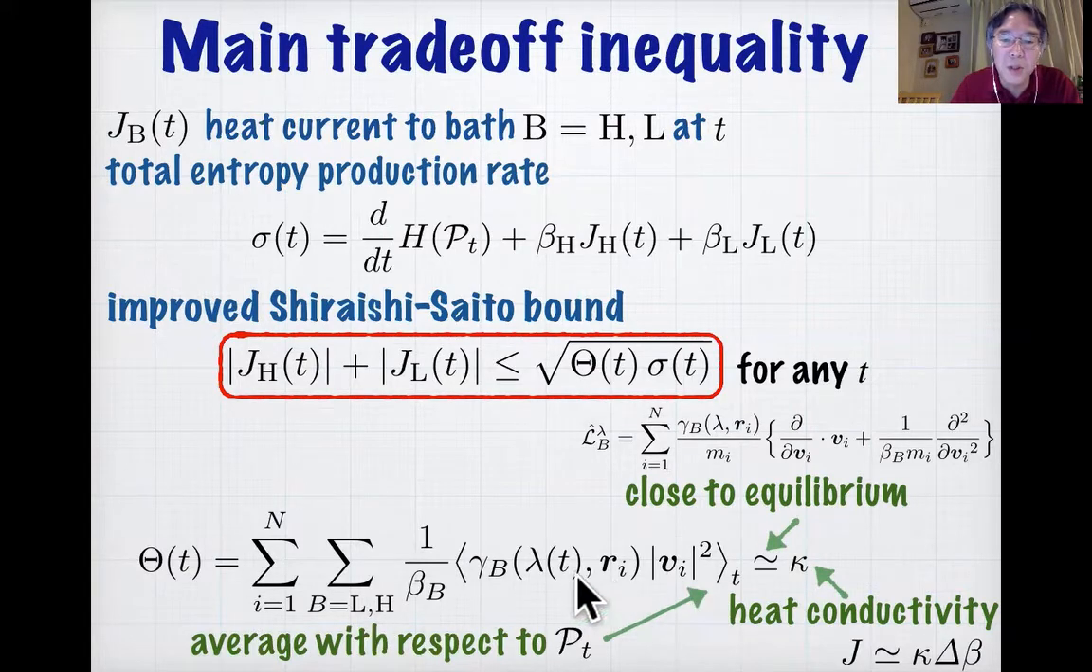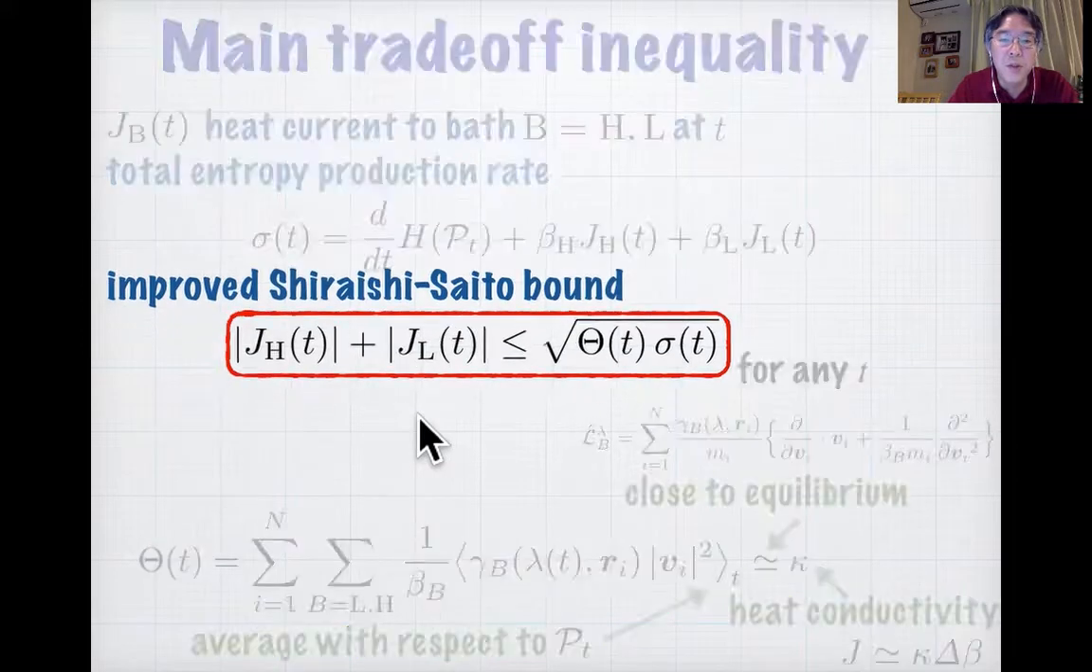It's a bit complicated. This is the strength of noise and so on. But I say that this quantity basically reduces to the heat conductivity when the engine is close to thermal equilibrium. So it's a complicated quantity, but you can think of it as something like heat conductivity. Okay. So this is what we prove, and what does it mean?